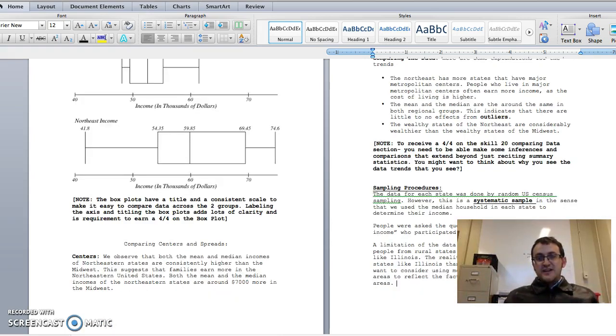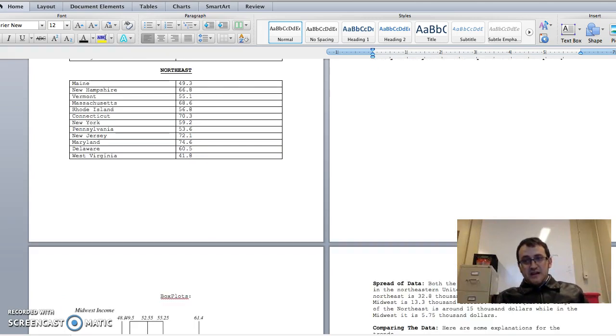You may also want to think about how the study was done. I had a systematic sample here where we looked at the median person in each state to make some inferences about the Midwest versus the Northeast. Maybe a limitation here is that we valued the person from North Dakota the same as the person from Illinois in the Midwestern data set, even though there are a lot more people in Illinois. And there's some place here where you could be very original.